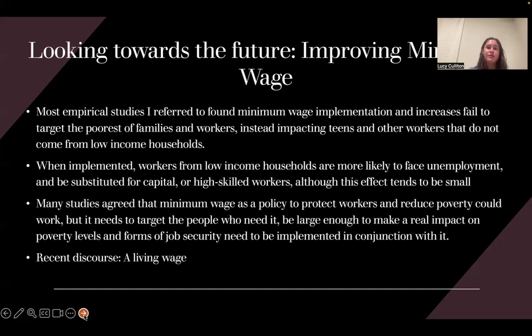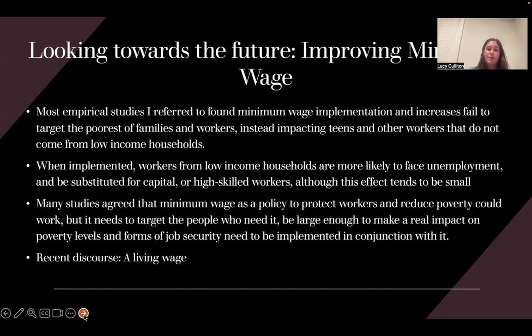So looking towards the future and improving the minimum wage. Most empirical studies I referred to found that minimum wage implementation and increases fail to target the poorest of families and workers, instead impacting mostly teens and other workers that do not come from low-income households. When implemented, workers from low-income households can be more likely to face unemployment, and they can be substituted for capital or higher skilled workers, though this effect tends to be small.